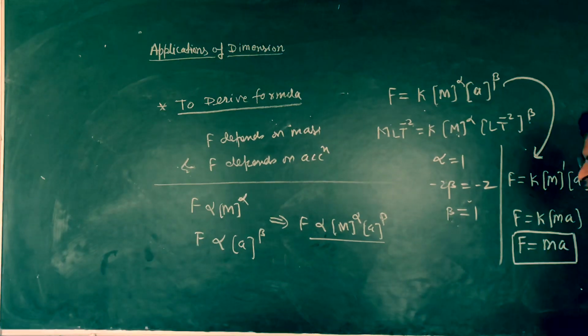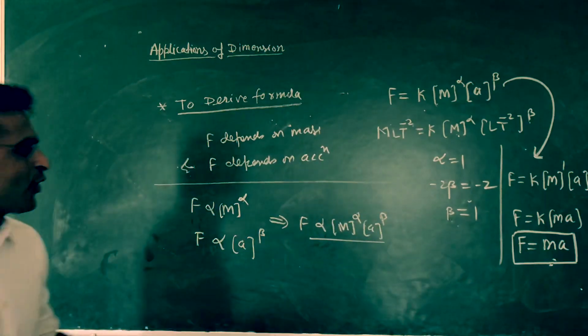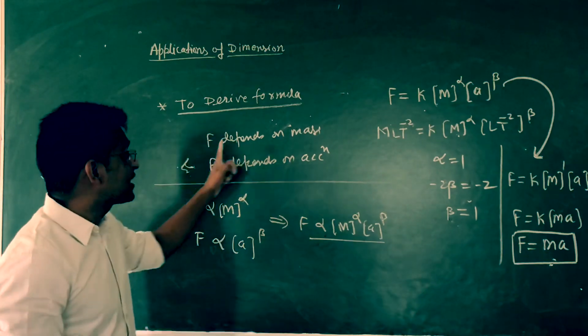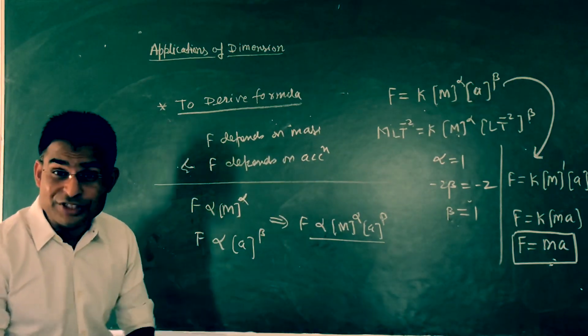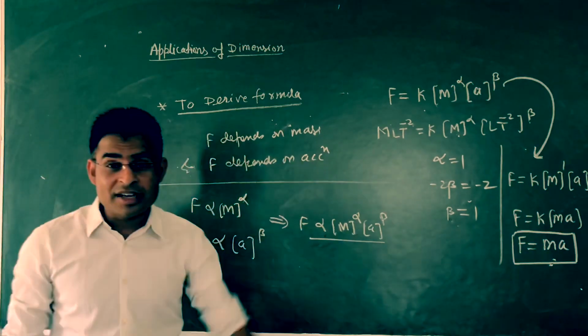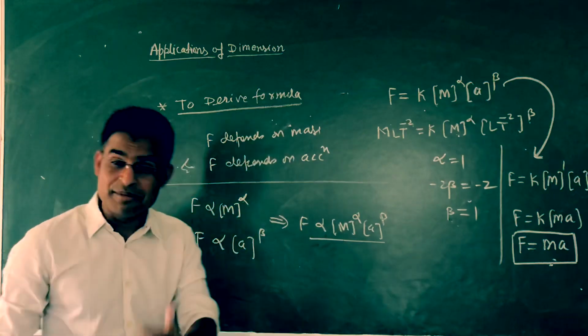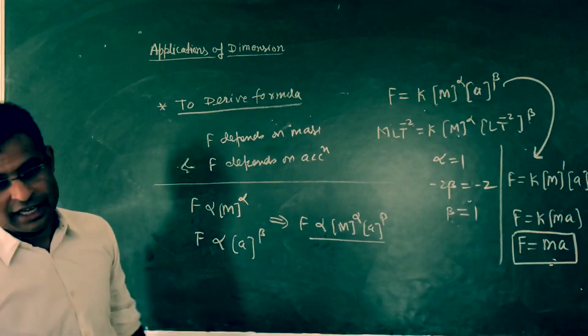Many people already know this formula F is equal to ma. But let's say you don't know it; you have to act as if you don't know this formula. It's given that force is directly proportional to mass and force is directly proportional to acceleration. It means it's given in the question that force depends on mass and force depends on acceleration. Now you have to derive the formula. So using dimensions you can derive the formula, guys. This is the third application of dimensions, guys. Thank you.